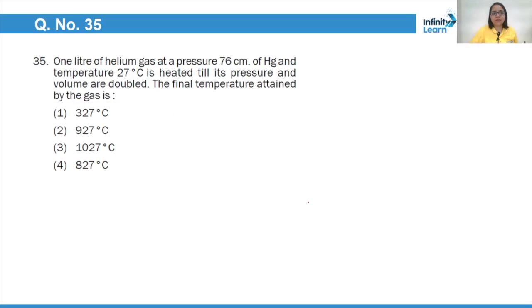Question number 35. 1 liter of helium gas at pressure 76 centimeter of Hg and temperature 27 degrees Celsius is heated till its pressure and volume are doubled. The final temperature attained by the gas. Okay. So we know PV is equal to nRT, right?